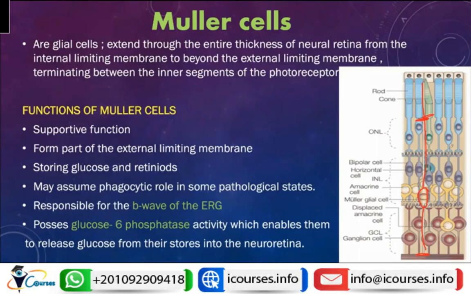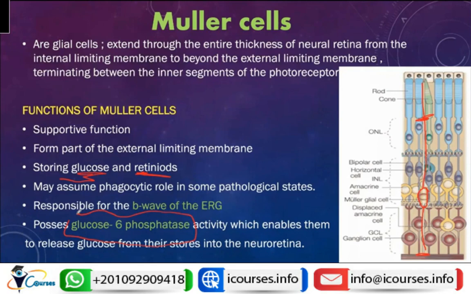But other functions of the Muller cells that you need to know is that it is a storage form for glucose and retinoids. This is very important because this cell has a specific feature of possessing an enzyme called glucose 6-phosphate. So you remember this glucose 6-phosphate from the previous lectures in the anatomy, in the physiology of the cornea and lens.